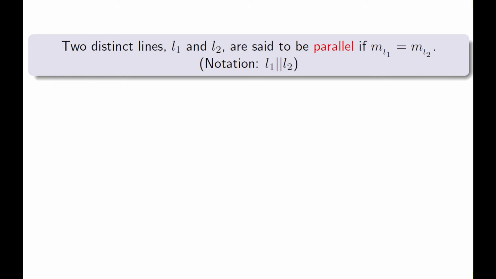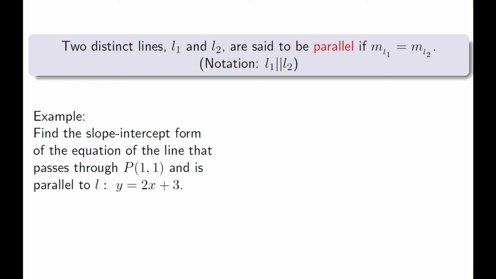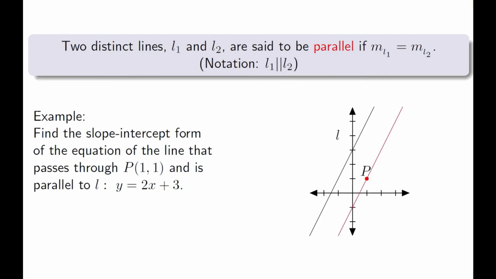Consider a line L with an equation y equals 2x plus 3. Suppose we are interested in another line passing through point (1, 1), parallel to L. Again, the easiest way to graph this line is to find the intercepts. So this is now point P, and the red line is the line parallel to L.